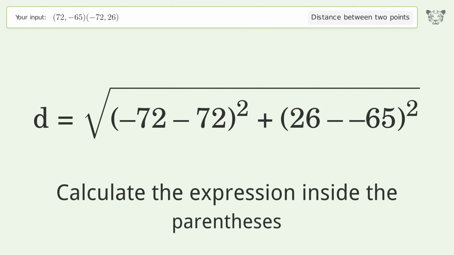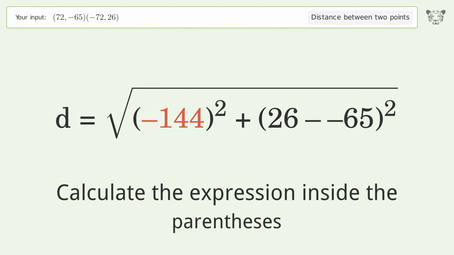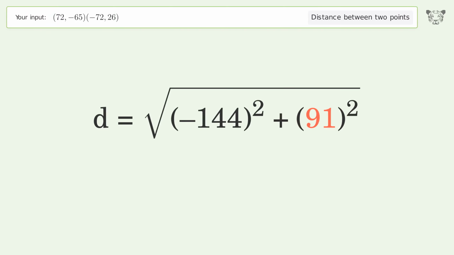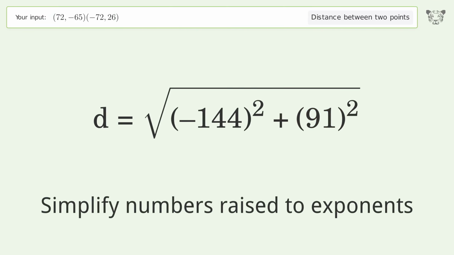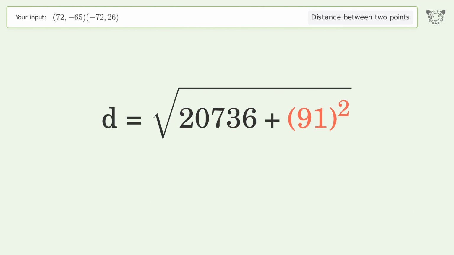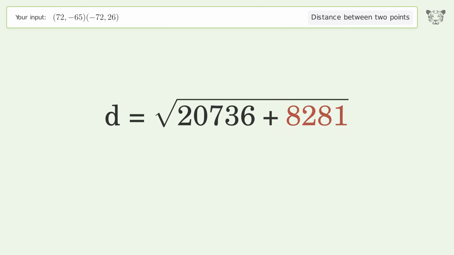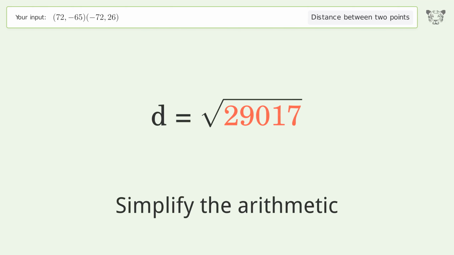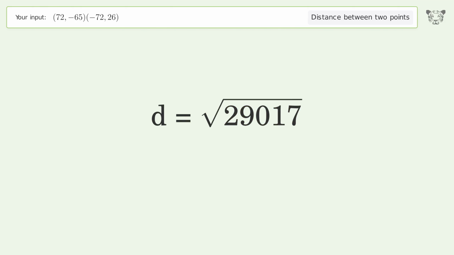Calculate the expression inside the parentheses. Simplify numbers raised to exponents. Simplify the arithmetic. And so the distance between the 2 points is the square root of 29,017 or 170.344.